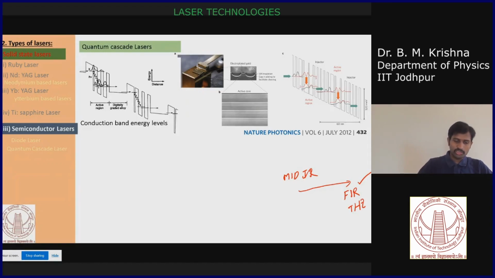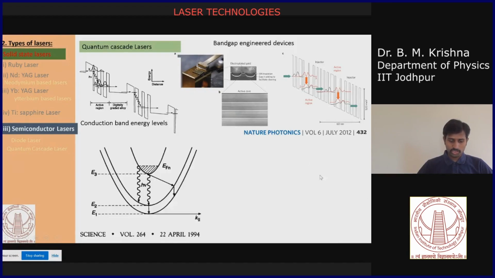Okay, so these are engineered materials. We need not worry about the energy gap. So you can create your structures with band gap engineering. Whatever energy of the photon you want, you can get by designing your repeated structures. Okay, so these are band gap engineering devices.